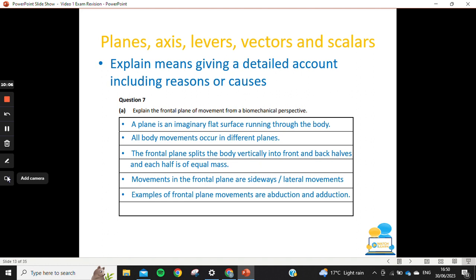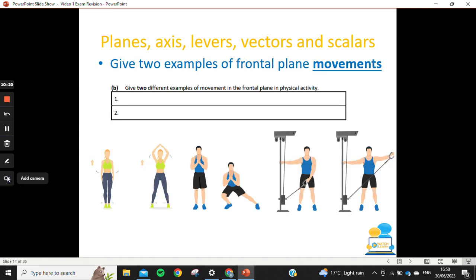So you're looking at abduction, which is moving your leg straight out to the side or moving your arm straight out to the side, and then adduction, which is moving your leg back in towards your body or moving your arm back in towards your body. Two examples then of frontal plane movements.